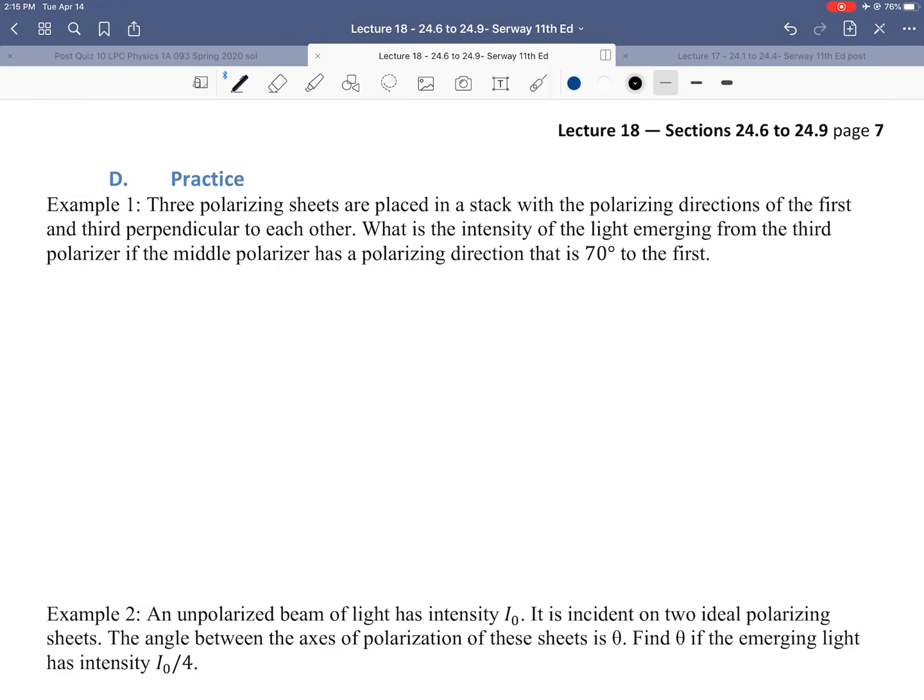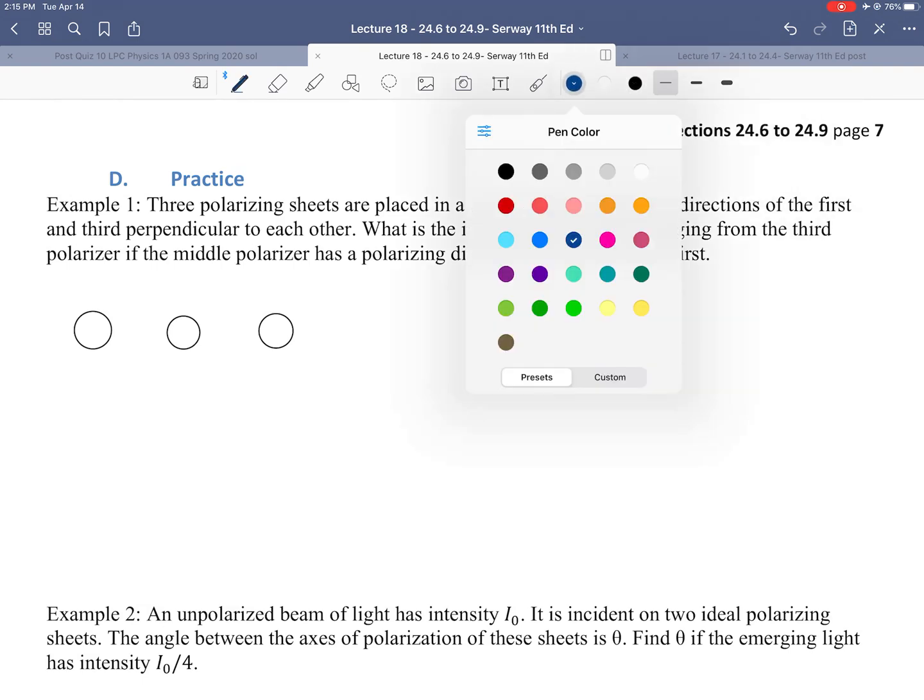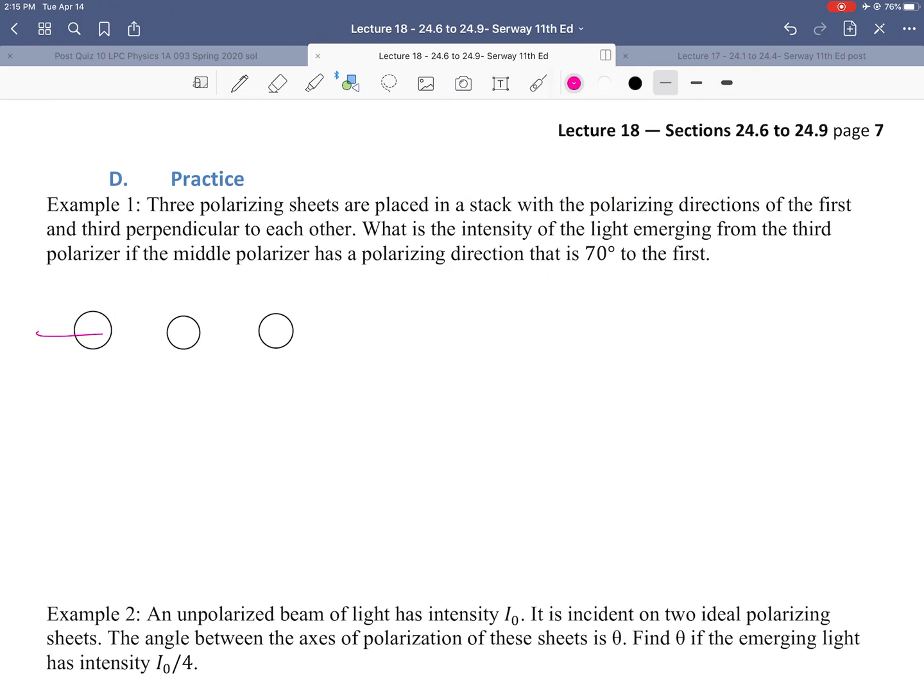So what does this look like? We just have 3 discs that are our polarizers or filters. Here's our first one, our second one, and our third one. And then we have the light coming in. That's just the direction of the light. And then let's think about our axes. The first and the third are perpendicular to each other, so I'll make the first one vertical and I'll make the last one horizontal. So this one will be our first polarization axis. Our last polarization axis is going to be like that.